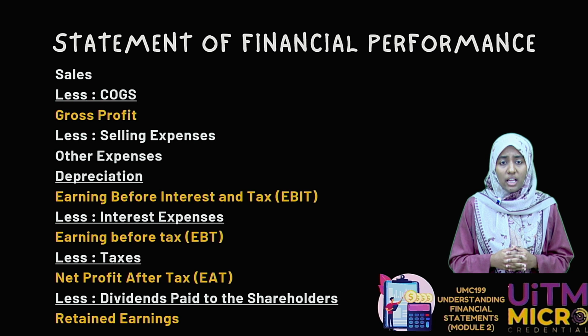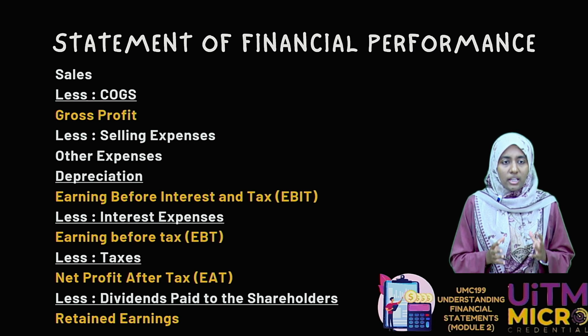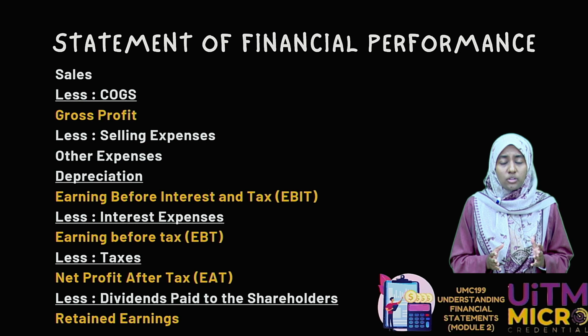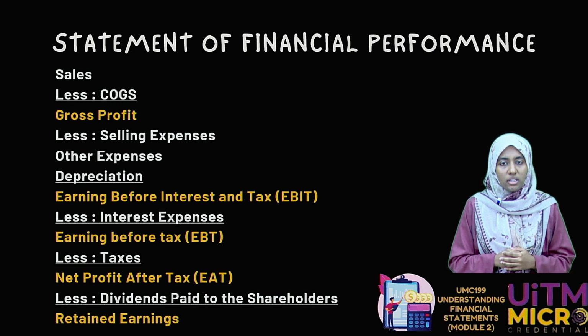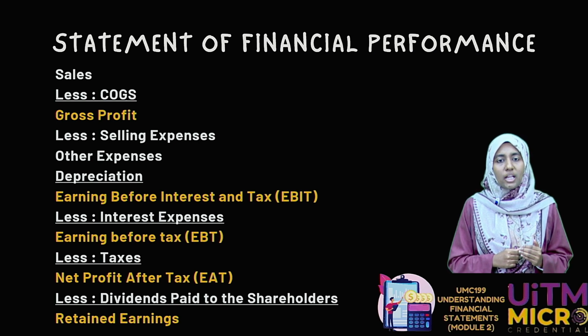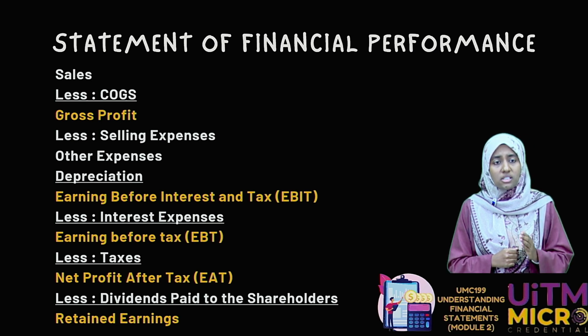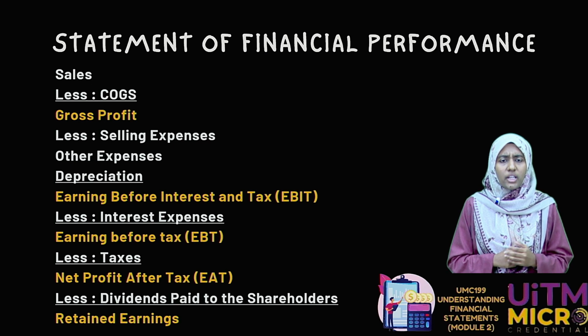Now we deduct taxes from EBT. Taxes are what the company must pay to the government on its earnings. This step calculates the company's net profit before considering dividends or retained earnings. The next is profit after tax, EAT, which is what remains after taxes. Net profit after tax is the money the company has earned after paying its dues for both interest and tax. It is likely the final amount of earnings the company has in its pocket.